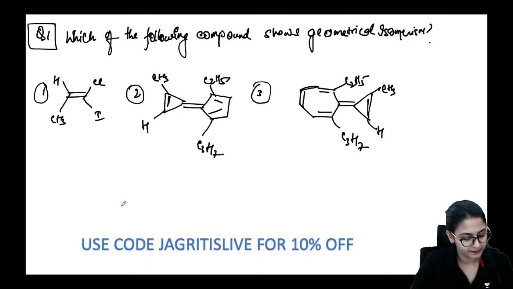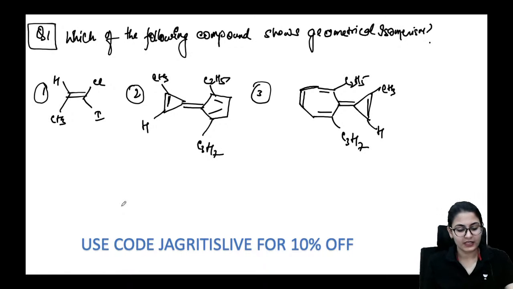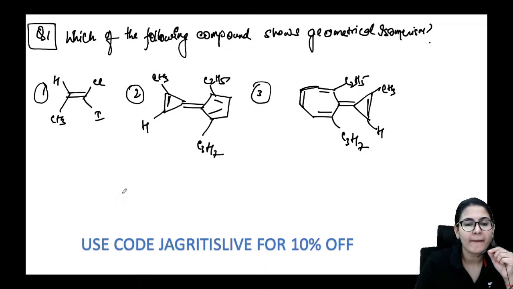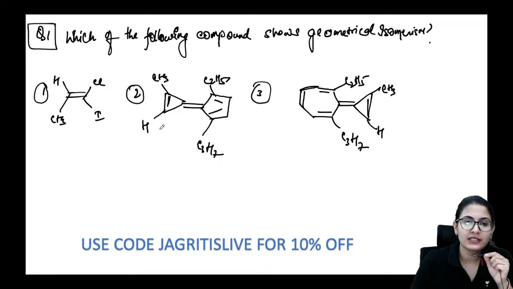Answer is quickly. We'll do one more question after this. Which of the following compound shows geometrical isomerism? Now look, definitely you have a double bond. Everyone can show a geometrical isomerism, but the question is based on the rotation through the double bond.